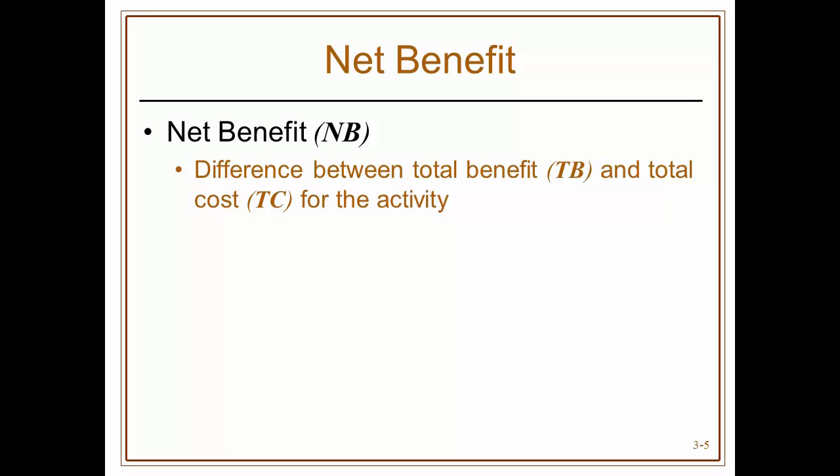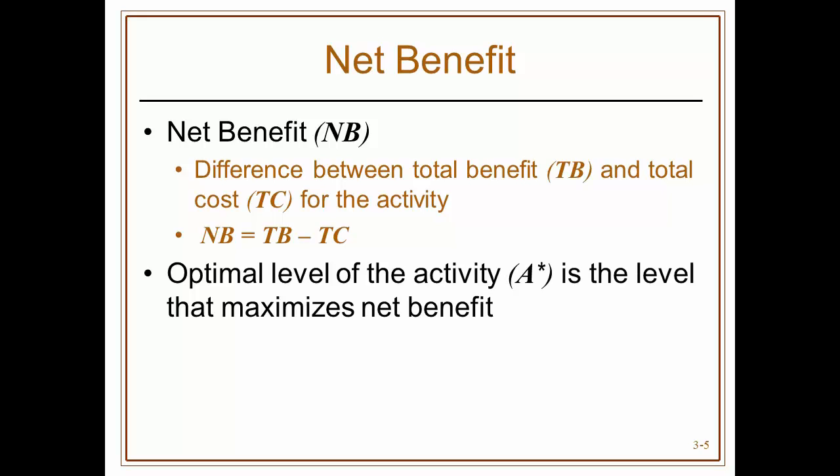So of course economists like to tease both sides, but of course we can make a little mathematical equation here. The net benefit is equal to the total benefit minus the total costs. And we want to choose this level of the activity A that maximizes it.